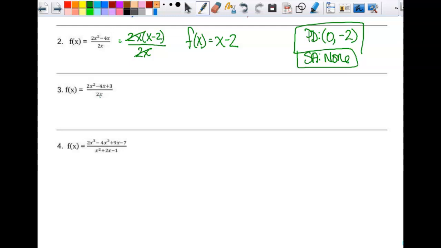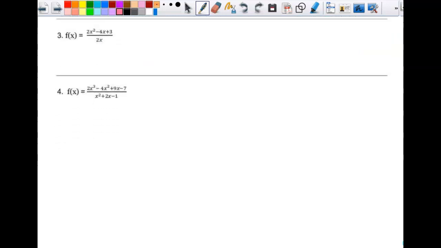Can I use synthetic division? No, I can't. So I'm going to have to use a long division, and then I'm going to show you something a little different you could have done also, but we'll start with this. This gives me 2x squared minus 4x plus 3 in there. So 2x goes into 2x squared x times.